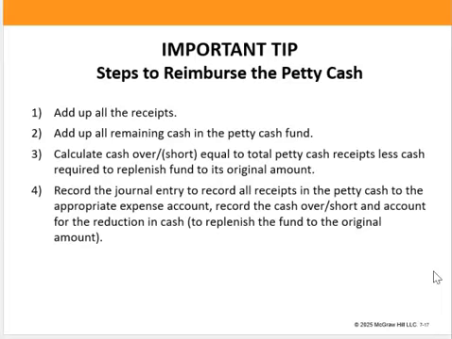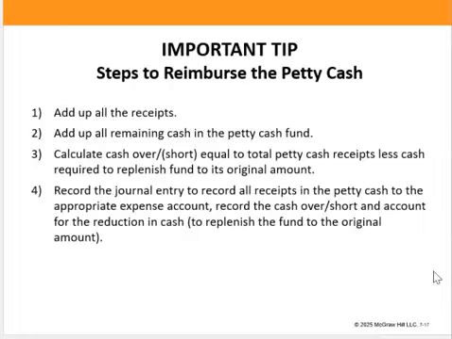Number one, we're going to add up all the receipts. Number two, we're going to add up all the remaining cash in the petty cash fund. Number three, we're then going to calculate whether the cash is over or short: the total petty cash receipts less the cash required to replenish the fund to its original amount. So does it balance? Does the amount of cash that I have plus the amount of invoices equal the original amount in the petty cash fund?